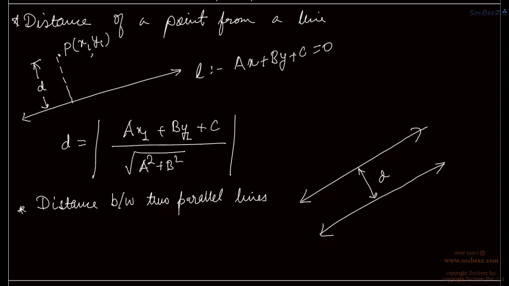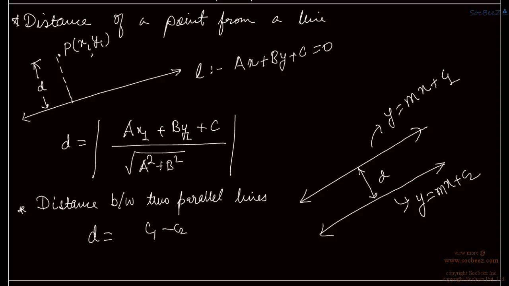And we can write the equation of two parallel lines like this: if its equation is y equal to mx plus c1, then m is common in both, so its equation is y equal to mx plus c2. So this distance d can be written in terms of c1 and c2: modulus of c1 minus c2 upon square root of 1 plus m square. So these are some formulas to calculate the distance between two parallel lines and the distance from a point to a line.